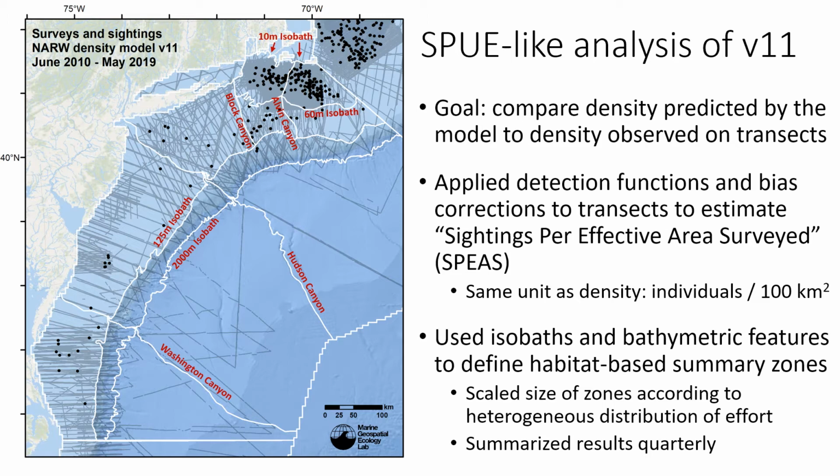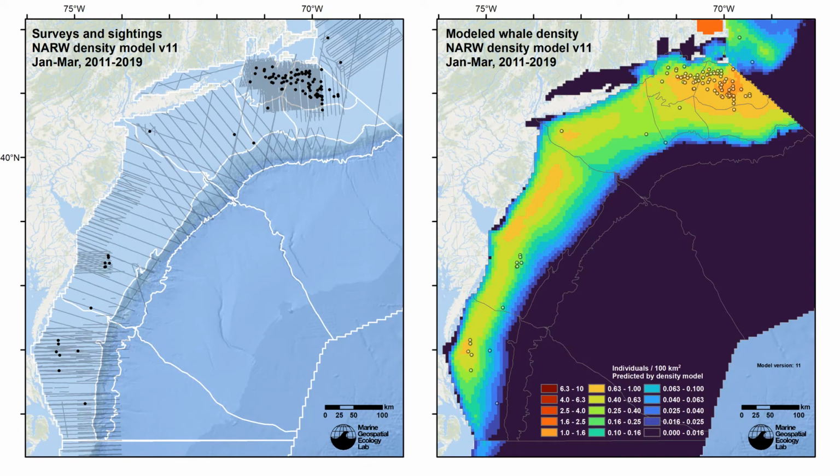Next, we needed to summarize the transects and the model predictions over suitable geographic zones. If we had a homogeneous distribution of effort, we could just use square blocks. But effort was very heterogeneous as a result of the varying goals and funding levels of the contributing survey programs. So instead, we defined zones using isobaths and bathymetric features, scaling them according to how much effort was available. I don't claim these boundaries are necessarily important for right whales, but they were better for our analysis here than a traditional grid. Here are the same maps from V11 that you saw, with the zones overlaid.